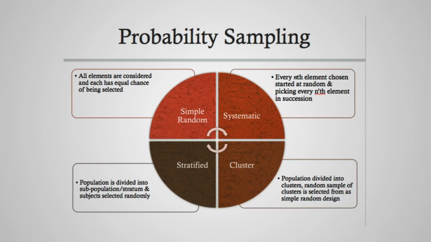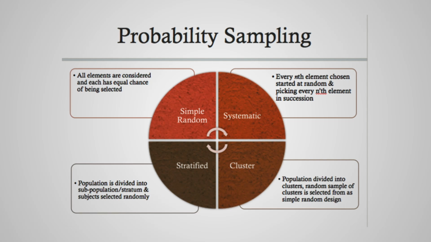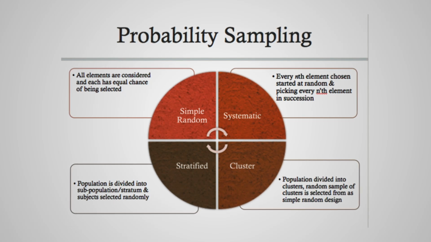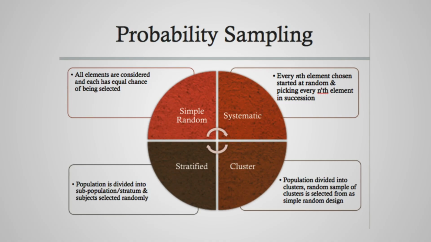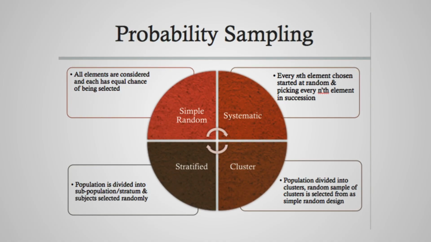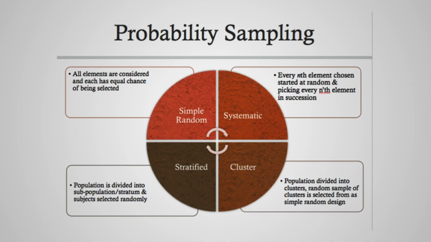And when you talk about probability sampling, generally I have talked about how it bifurcates into four important ingredients: simple random, systematic random sampling, stratified random sampling, and cluster random sampling. If you talk about simple random sampling, all elements are considered and each has an equal chance of being selected. This is the beauty of simple random sampling, and we will elaborately talk about these four components.